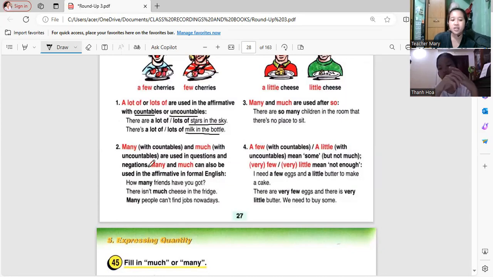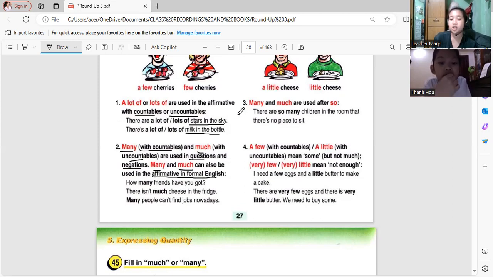Okay? So when you use many, you will only use this with countables when you are asking a question or a negation, and much for uncountable. But you could use many and much for affirmative in formal English. Okay? All right. Now let's go to number 3.